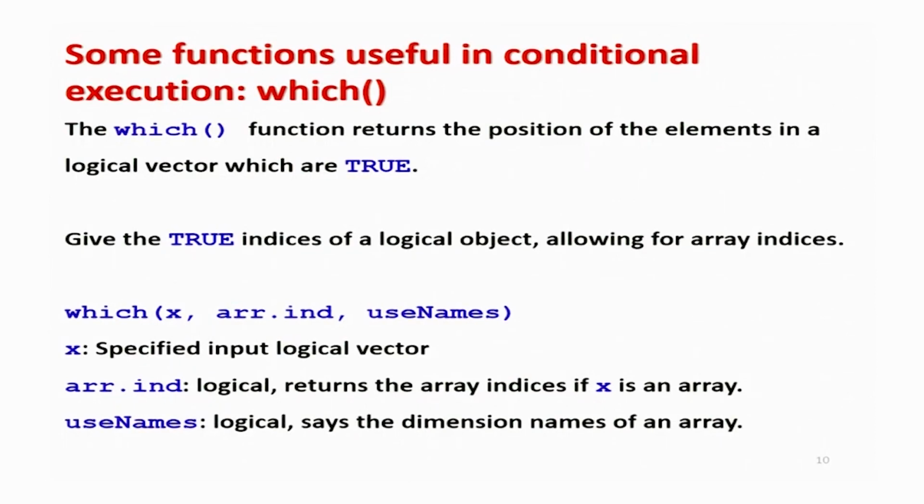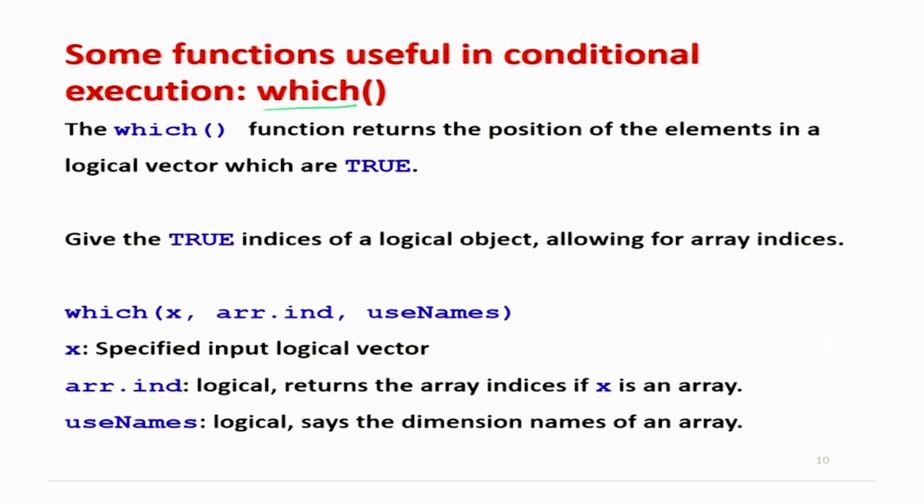And now, after this I try to give you some details about another simple operation which is very useful in conditional execution. This is which, WHICH, and you know what is the meaning of which. So, exactly in the same way this command is also used in the R software. When you use this which command, it will give you the position of the element in the logical vector when it finds that the outcome is true, right.